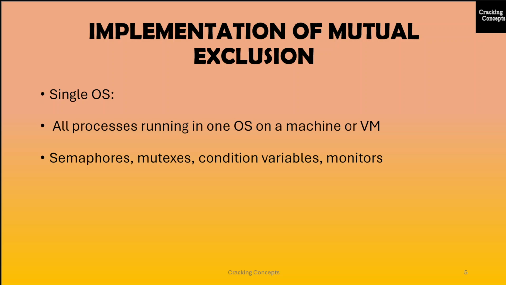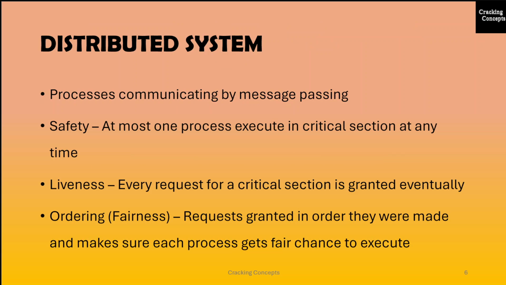Now, there are different ways of implementing mutual exclusion. If we are dealing with a single OS where all the processes are running in one OS on a machine or a VM, then we can use solutions like semaphores, mutex, condition variables, monitors, etc. When it is in a distributed system, the processes communicate by passing messages, and we have to guarantee three properties.